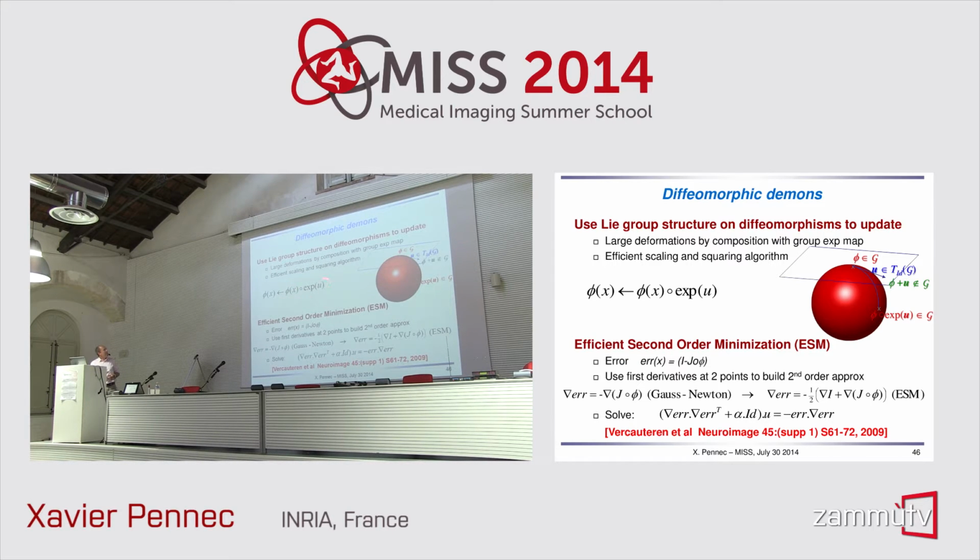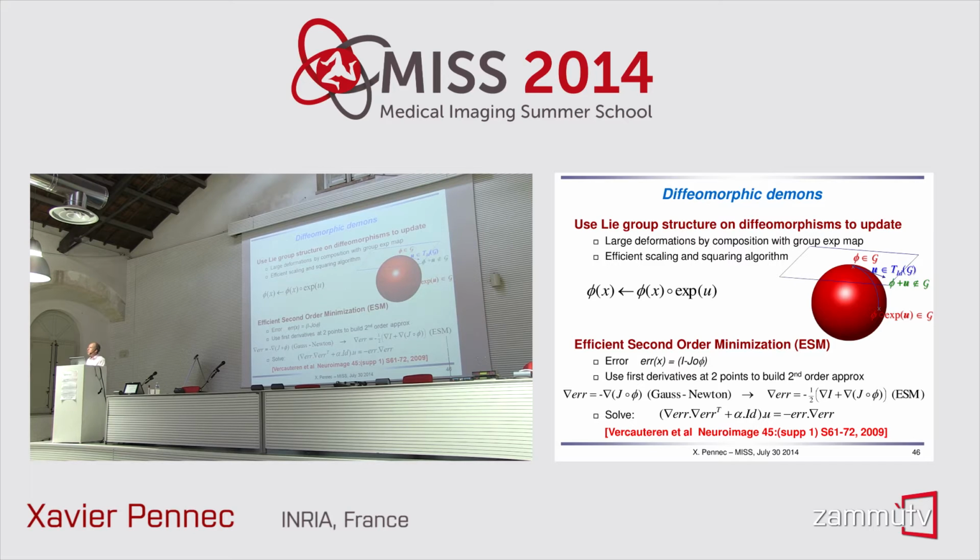The update is written now like that. Instead of phi of x plus something, we're going to compose phi with the exponential of the correction field. And now whatever correction field we have, we know that this is always a diffeomorphism, and thus the composition will hopefully be a diffeomorphism. And I'm saying hopefully because in theory, this is a diffeomorphism, but in practice, we are implementing that on a grid. And this discretization in a grid is not guaranteeing the fact that we have a diffeomorphism.